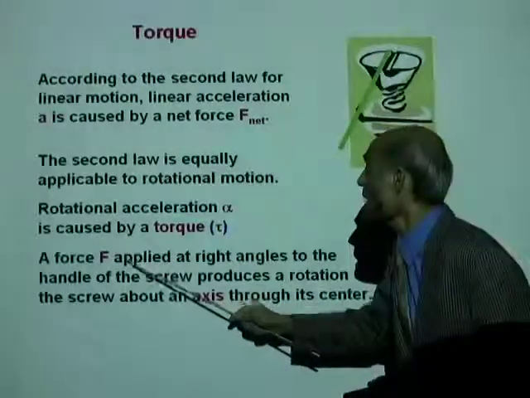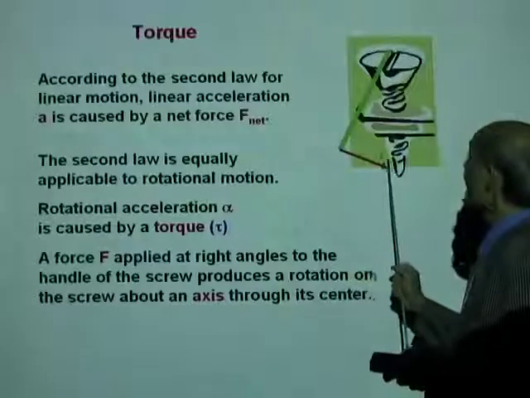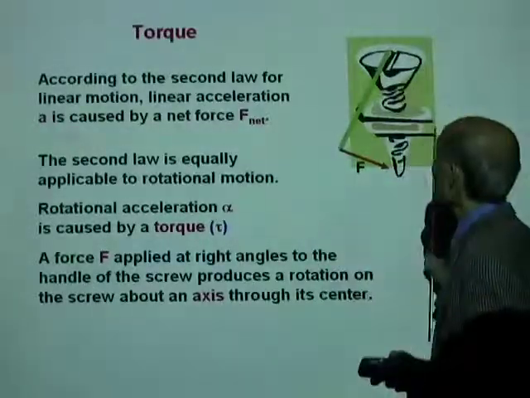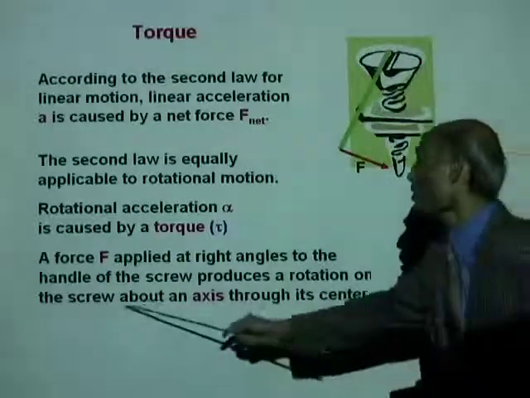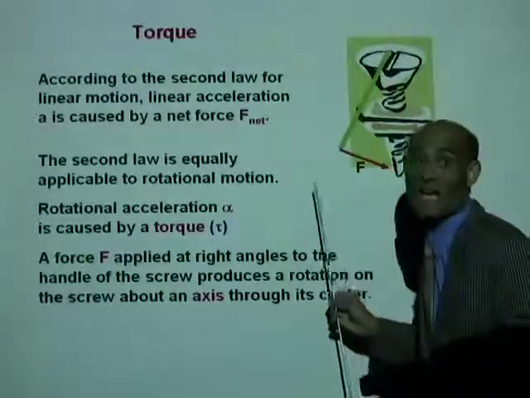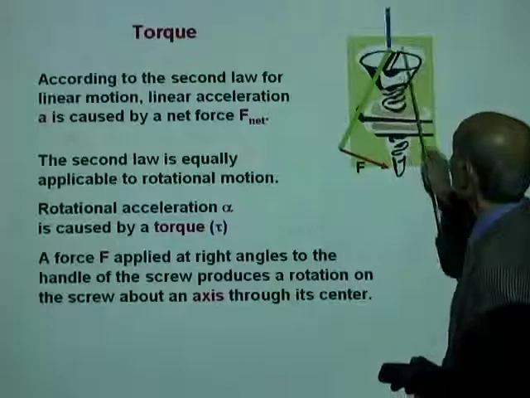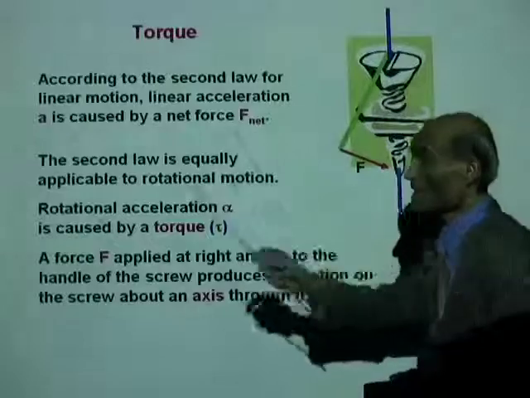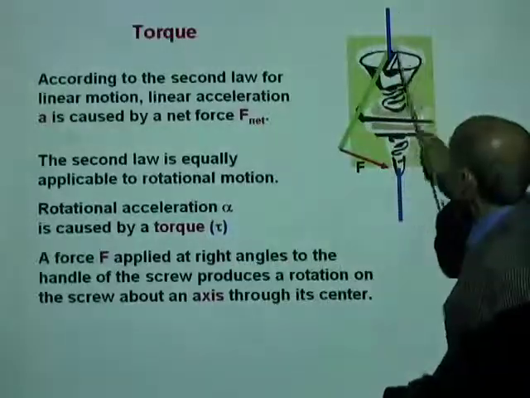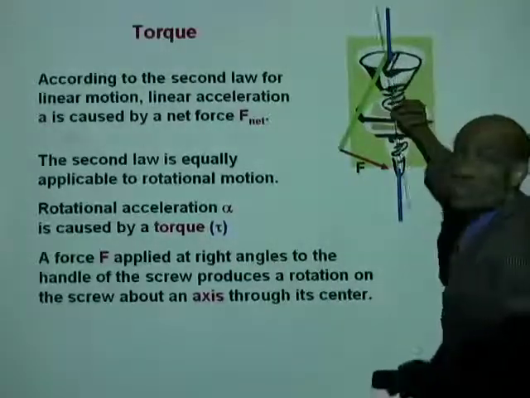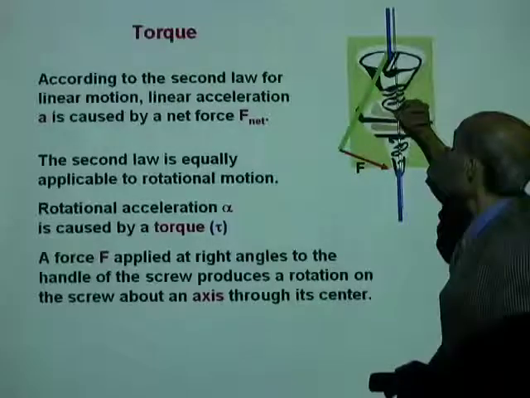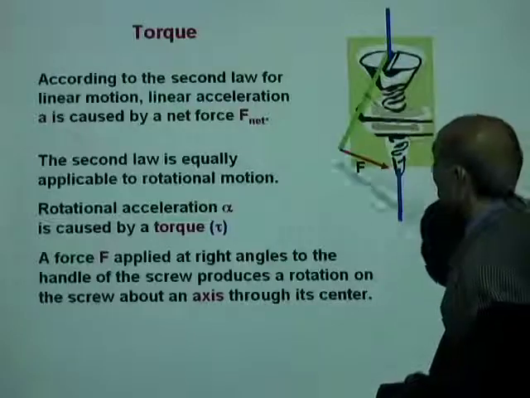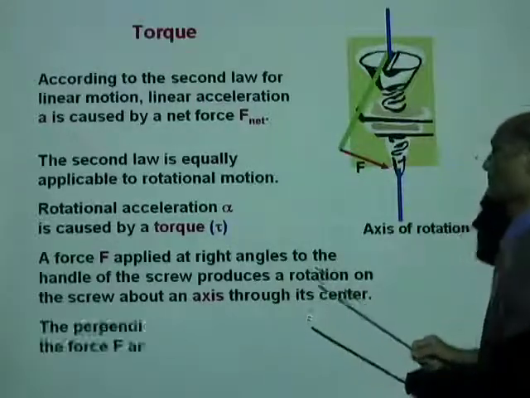A force F applied at right angles to the handle of the screw produces a rotation on the screw about an axis. What is the axis of rotation? Look at the axis of rotation. Just like I just demonstrated, the screw is now rotating about this axis. And now the force is applied at right angles to the handle.